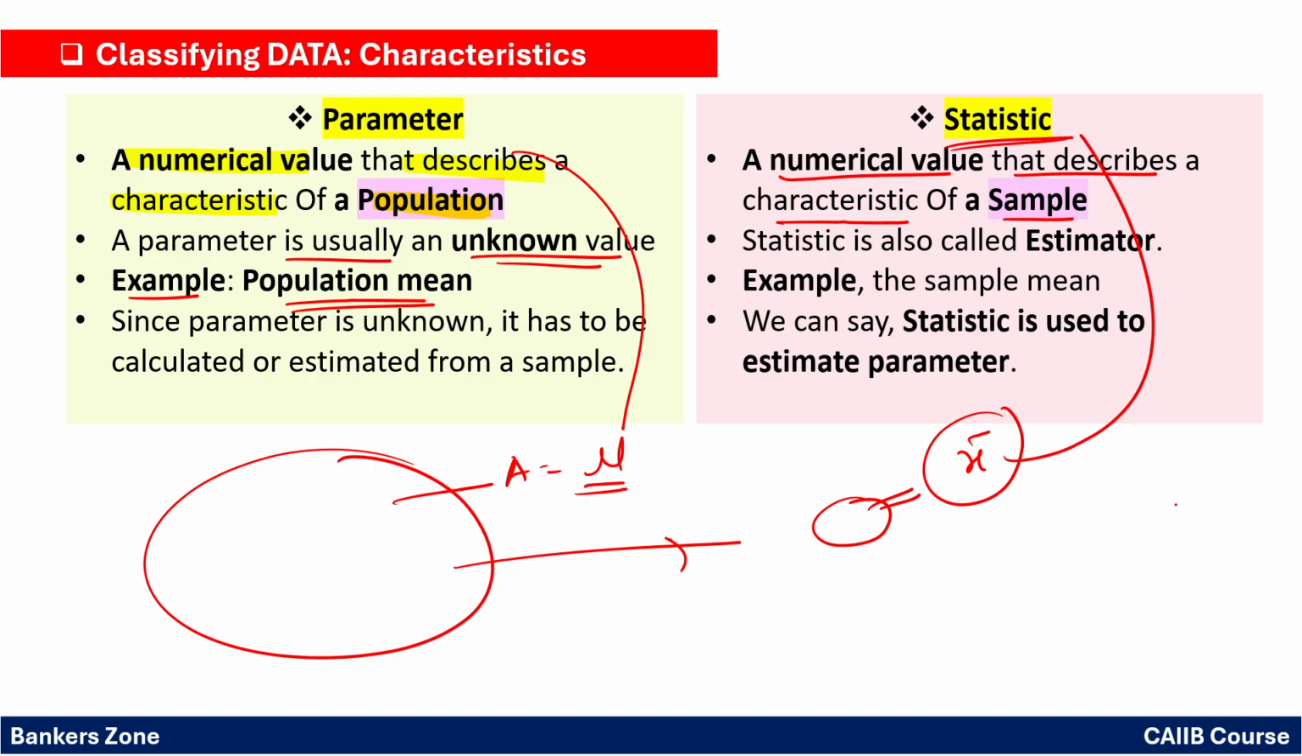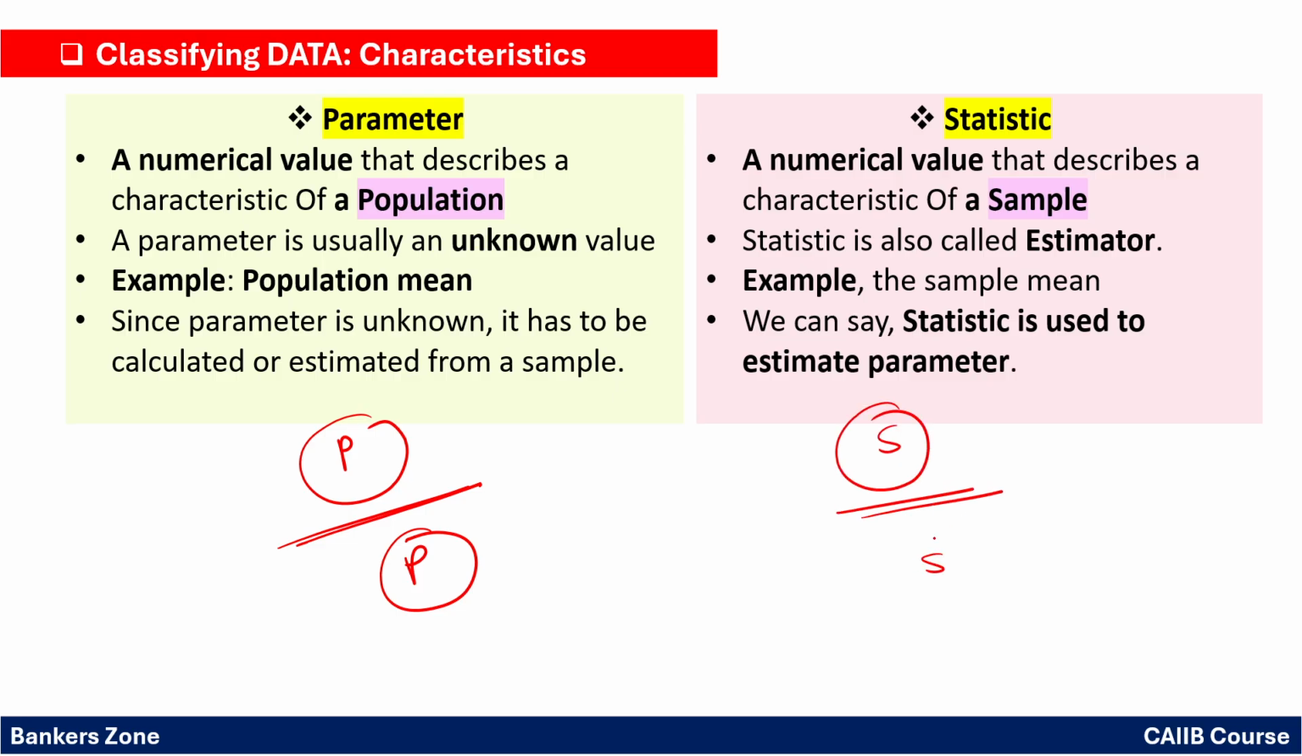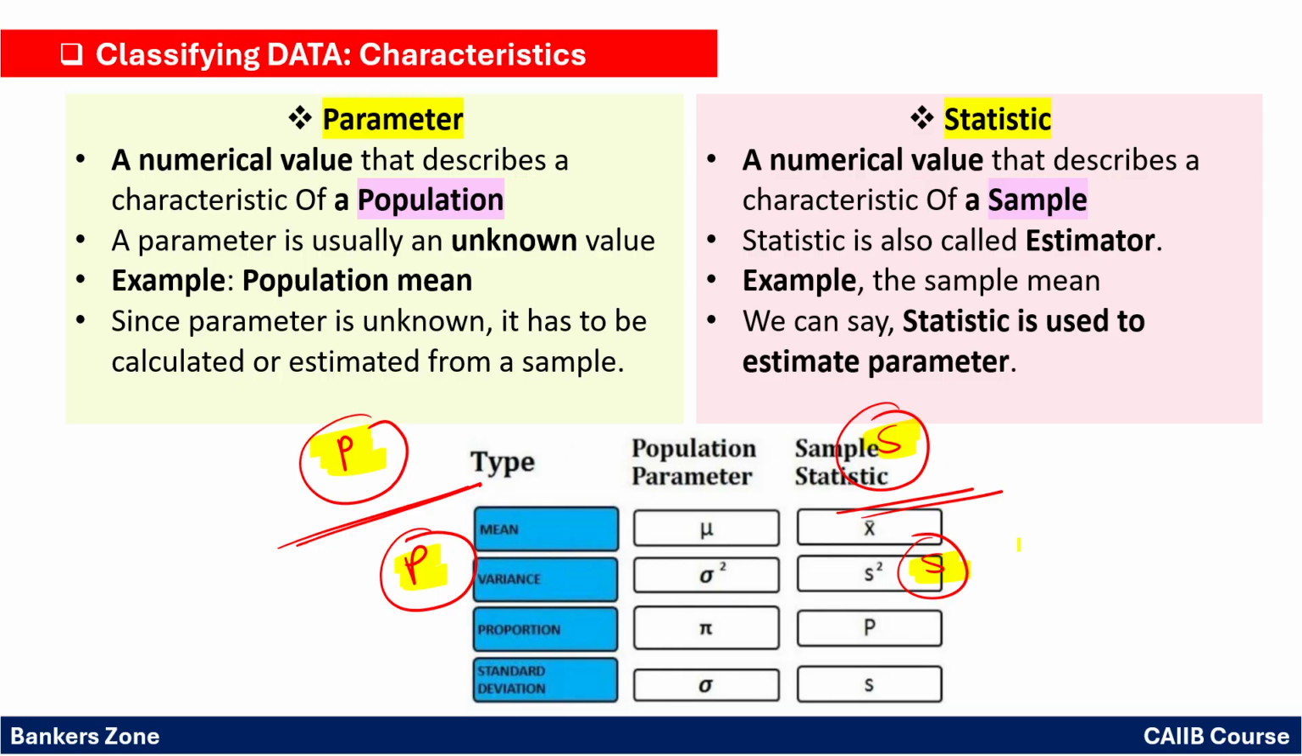So very simple. One thing you remember, no need to worry. When we do some numerical calculation on the population, we call it a parameter. When we do the numerical calculation on the sample, we call it a statistic. Very simple. For population, the term is parameter. For a sample, the term is statistic, right? We have to see it in detail in the next chapter. No need to worry here. It is just the introduction part.